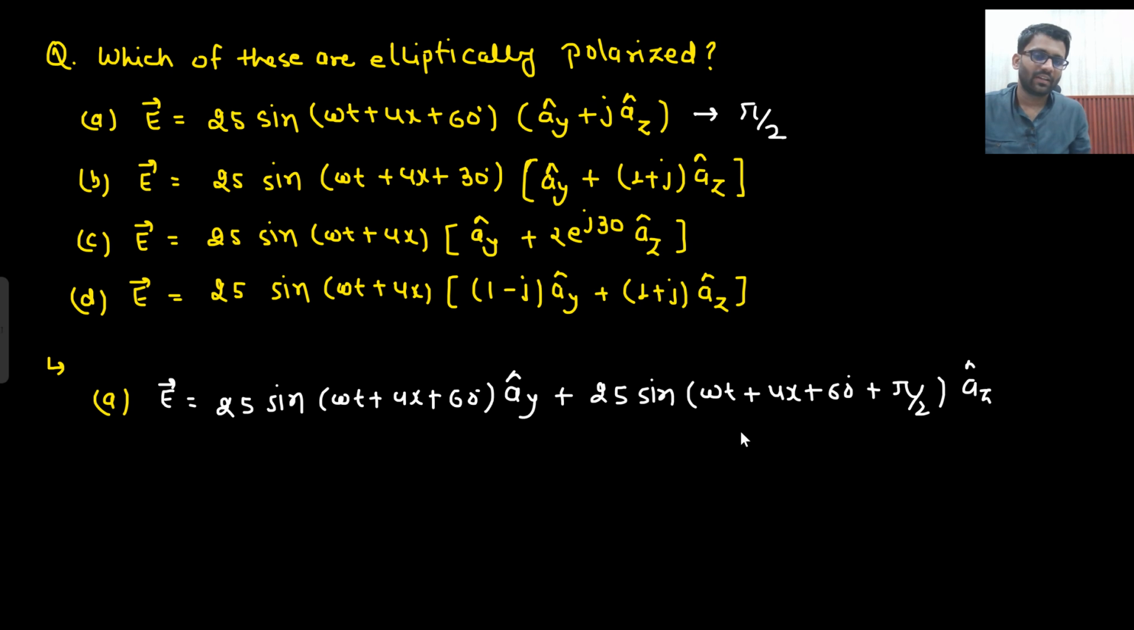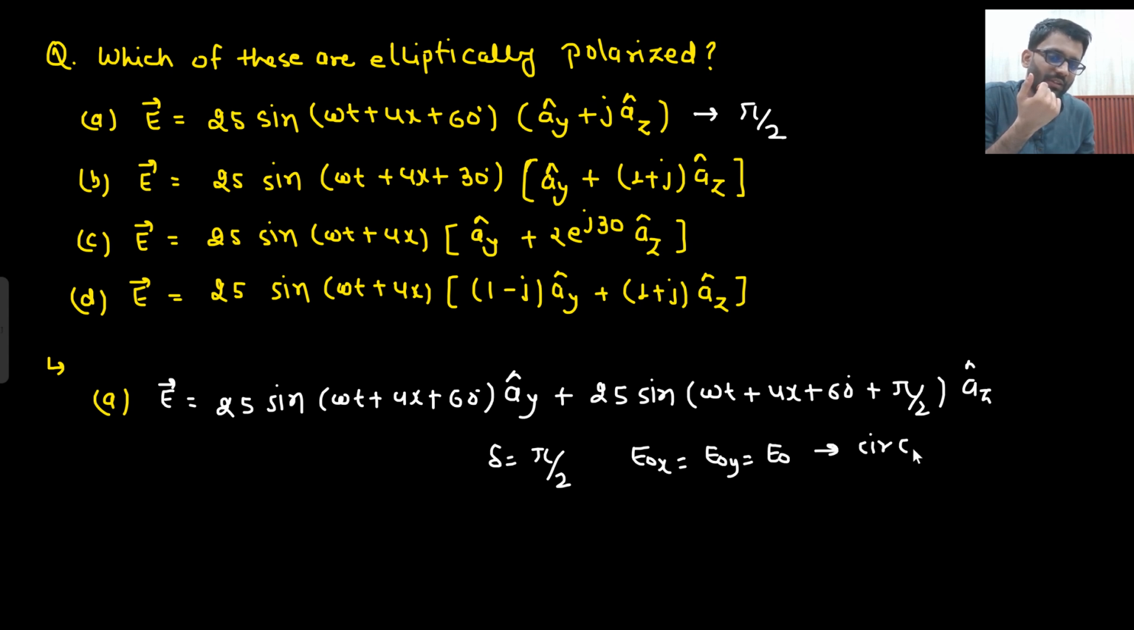So what is the phase shift here? This minus this. So phase shift is pi by 2. Phase shift is pi by 2. And this and this are equal. So basically your E naught x is equal to E naught y is equal to E naught. So this is circular polarization. Okay, this is circular polarization.